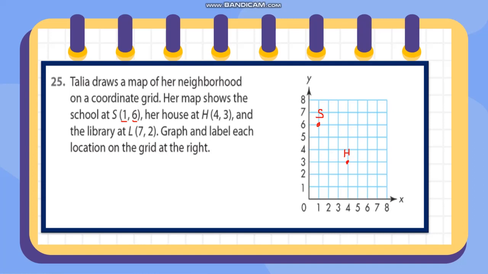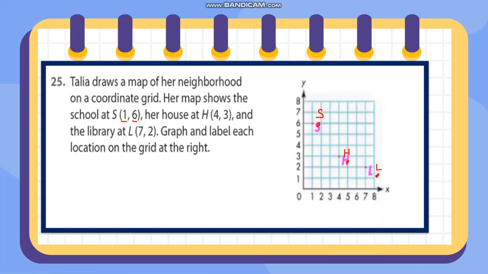Then letter L, which is 7, 2, so 7 going to the right, then 2 up, so this must be your letter L. So that could be the answer.